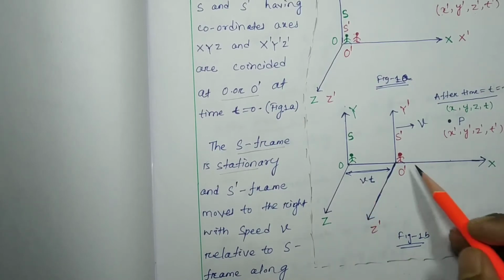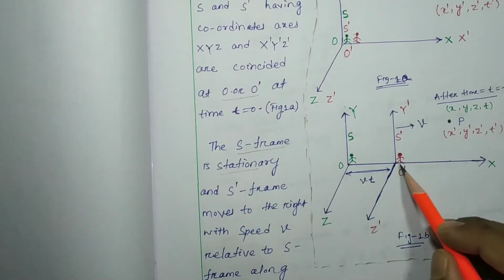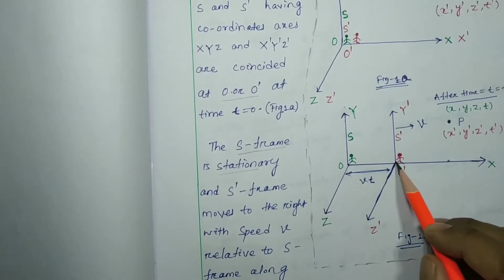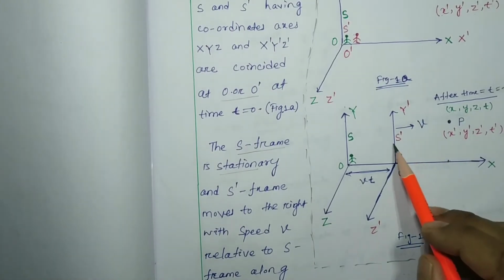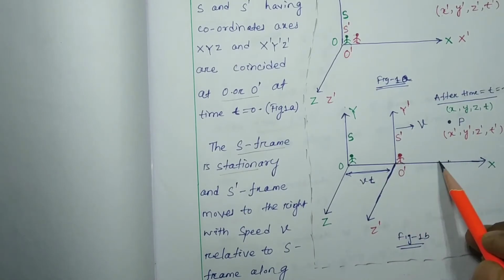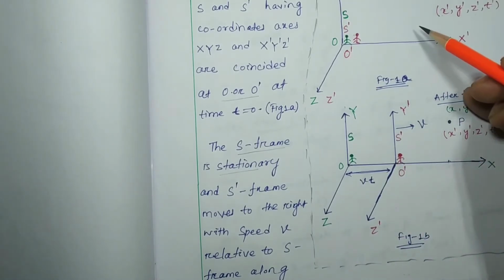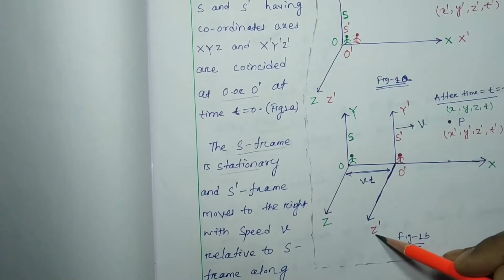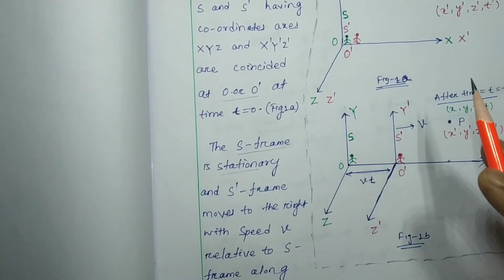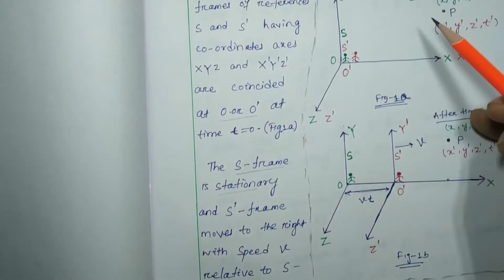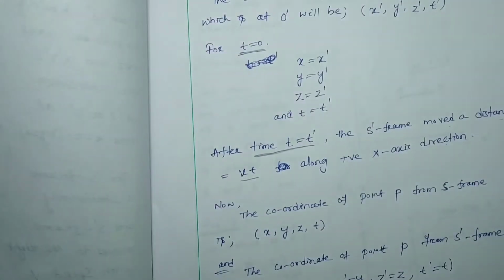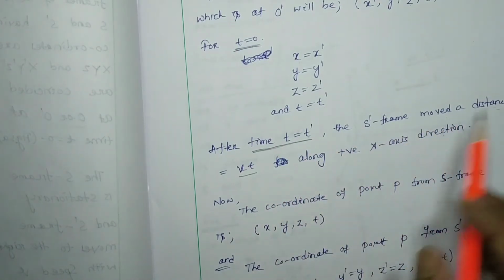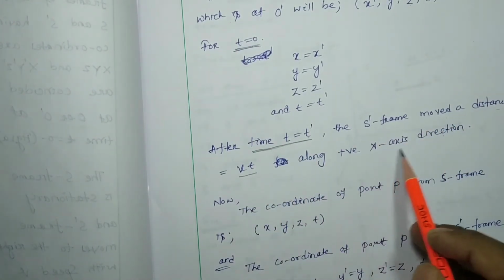So obviously the x dash coordinate, or the x coordinate in the S dash frame, will change as compared with before, but the y coordinate and z coordinate will be the same as at t equal to 0. So after time t equal to t dash, the S dash frame moved a distance vt along the positive x-axis direction.